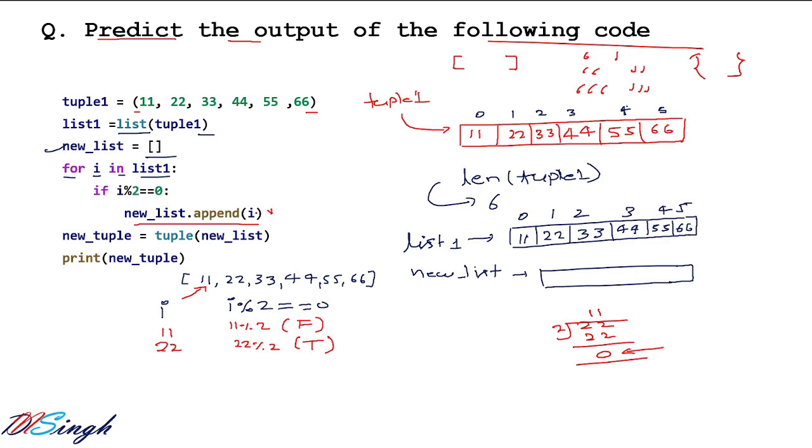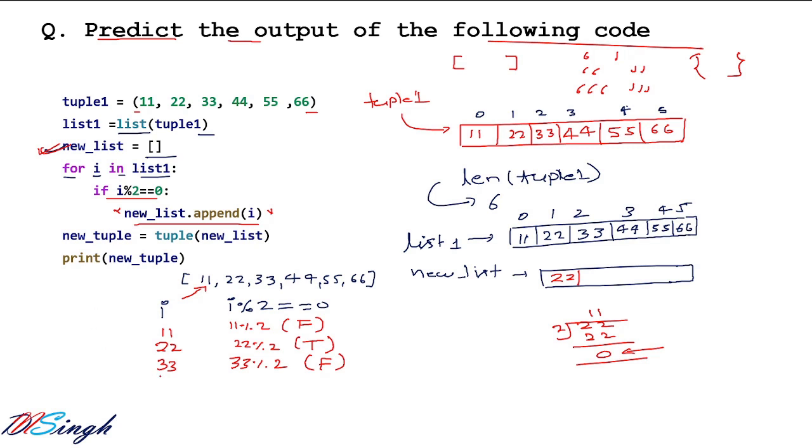So now this statement is executed, and what does it say? It says that whatever is there in i, that should be added in the new list, that is the empty list which we have created here. So here we are going to write 22, and next I will pick 33 in the next iteration, and 33 mod 2. If you divide 33 by 2, you are not going to get remainder 0. So this if condition becomes false, and this statement will not be executed.